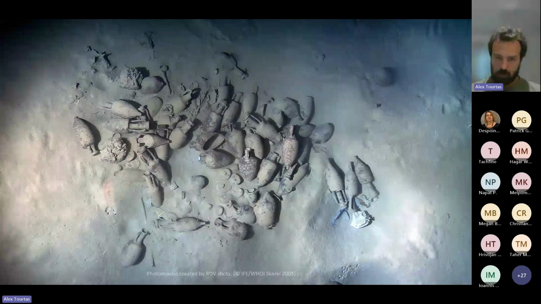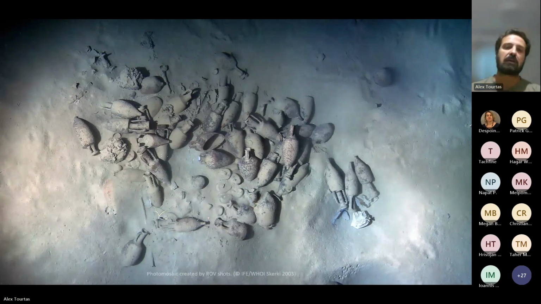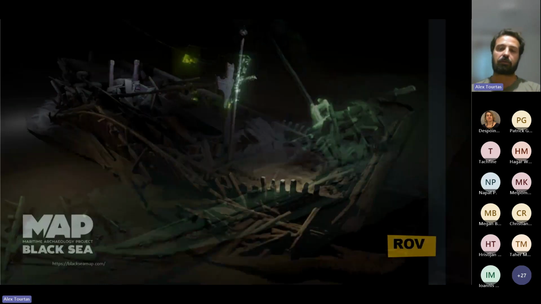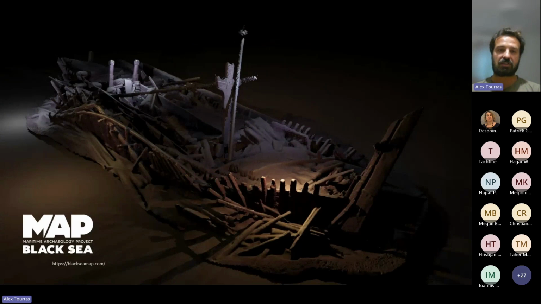And using the ROV, again, you can produce photo mosaics, 2D images of the site itself, but also you can have a 3D model or representation of what's out there, again, without having to dive the site, just using the vehicle. This is, for example, a very nice 3D model that was produced from a shipwreck that was found in the Black Sea a few years back. Because of the toxic environment of the Black Sea, the wood was very well preserved. They found a few shipwrecks that were very well preserved and gave us a lot of insight about the way that ships were built from the 5th century BC up to the Middle Ages.